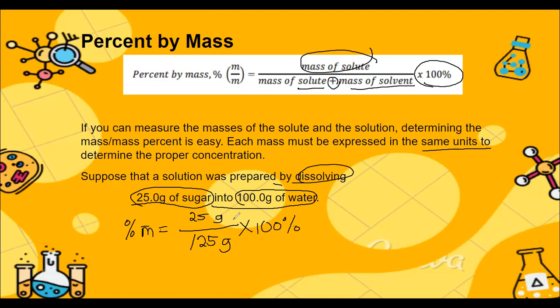Okay, so we have here the same units. So this one is division. So let us cancel out the same unit and proceed with the computation. So we have 25 divided by 125 times 100. Our percent by mass is 20%. So this is our percent by mass.